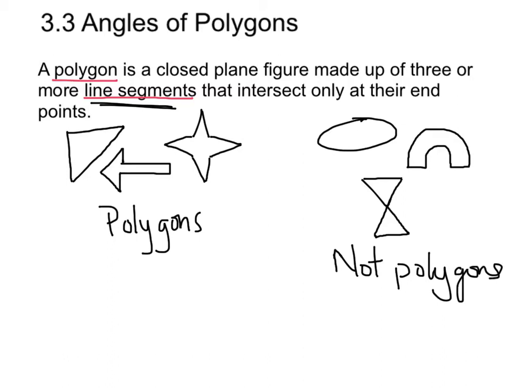These polygons don't exist. You can't have these. This one, because it's oval, it's curved. Here, because it's curved. But here, this one's a little more difficult, because here's a line. These intersect right here in the middle of the segment. And right here it says they have to intersect at their endpoints. And this one does not do that. So this one is also not a polygon.